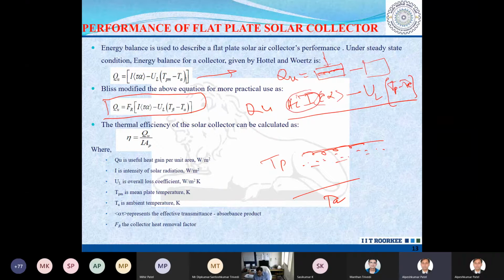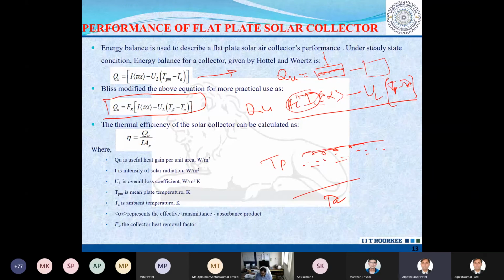In this case, there is one parameter we introduced, known as the heat removal factor. This heat removal factor takes care of many things related to heat transfer, which sometimes are very difficult to work out or to measure.